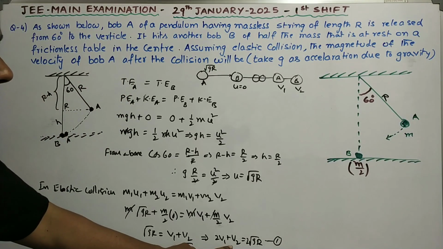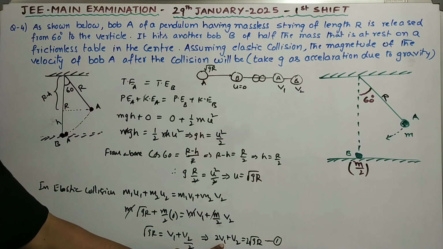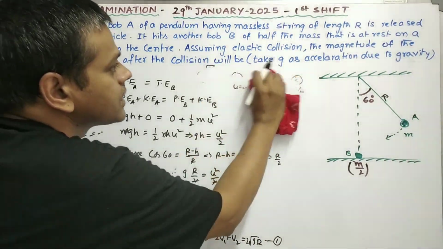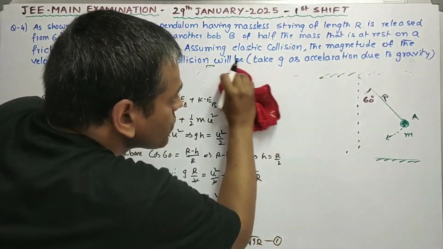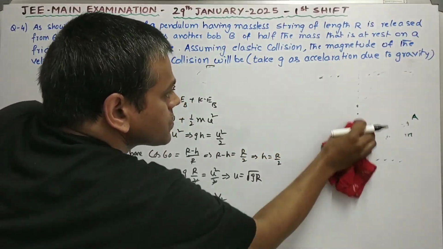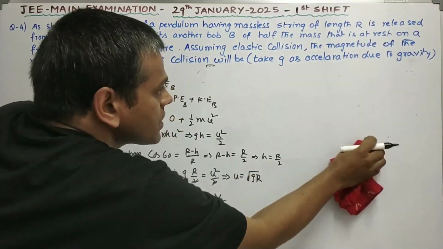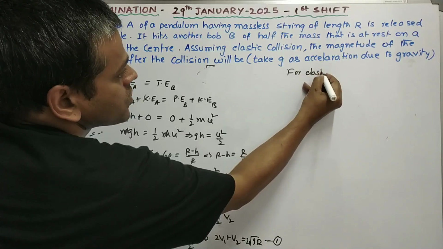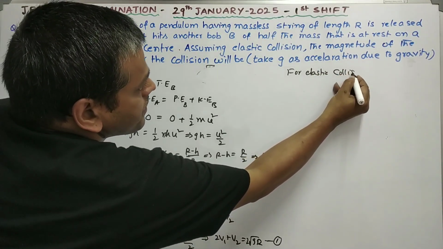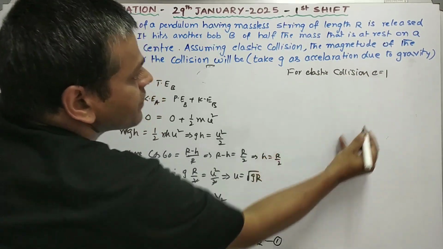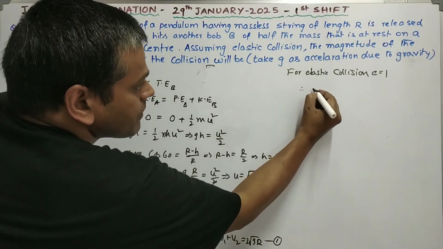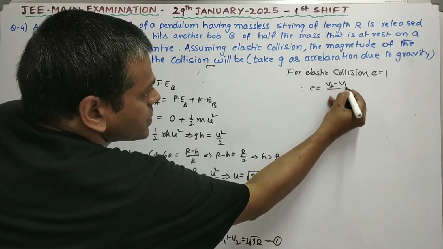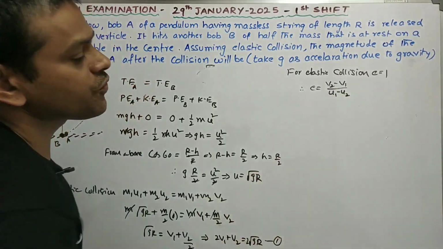Now you want to calculate the required velocity of the first body after collision. For that we can use this notation. What kind of collision is given? Elastic collision. So in elastic collision, from the definition of coefficient of restitution, the coefficient of restitution equals 1. What is the definition? It is the relative velocity of separation after the collision to the relative velocity of approach before the collision, isn't it?